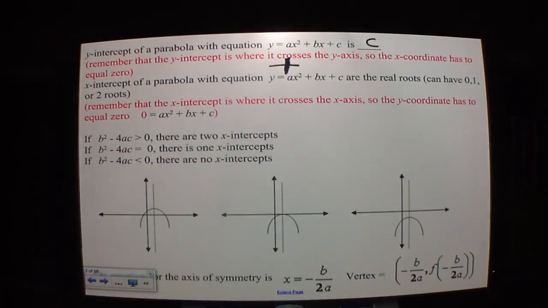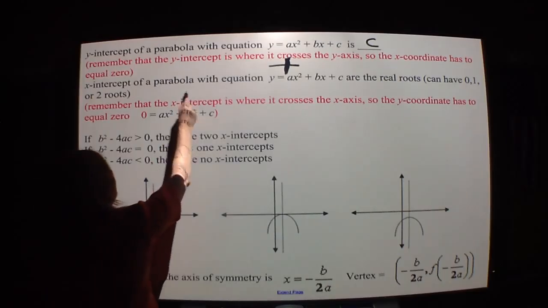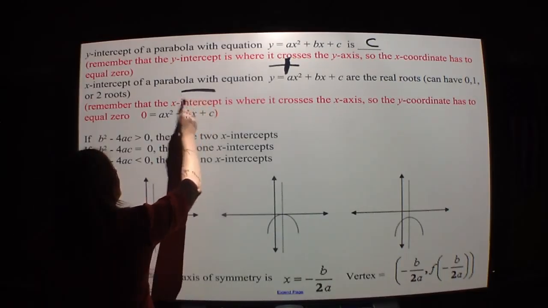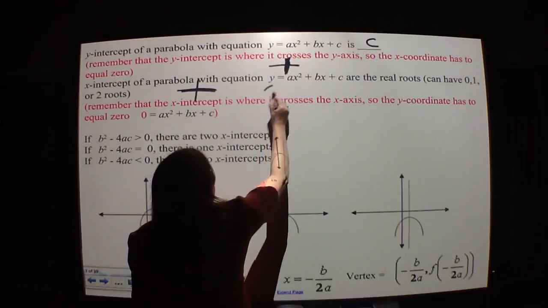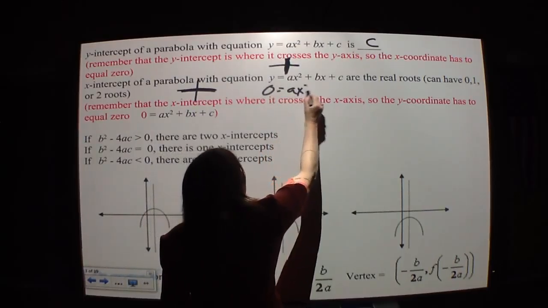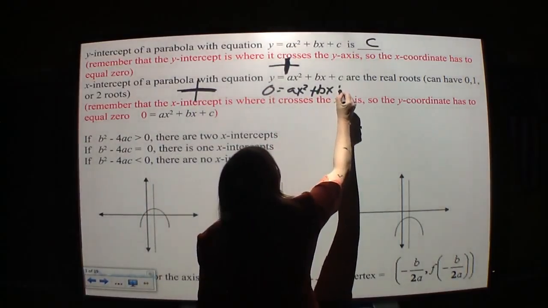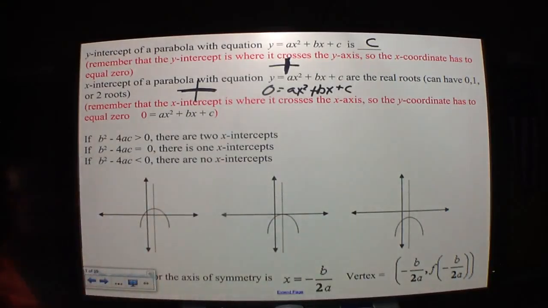The x-intercept of the parabola, so where it crosses the x-axis, we know that y has to be equal to 0. So then you would set y equal to 0. And there, to solve it, you would factor, use the quadratic formula, or complete the square. We've done all that in a previous chapter.